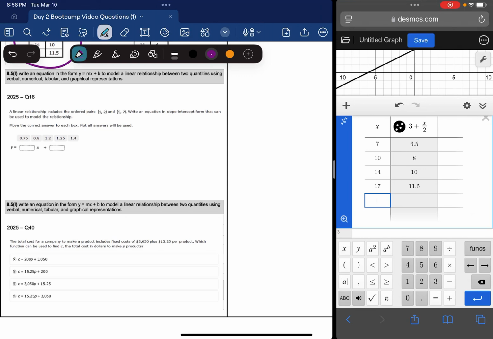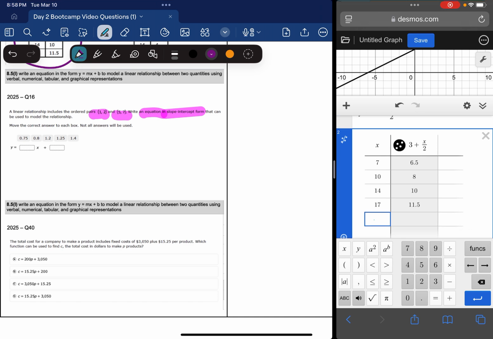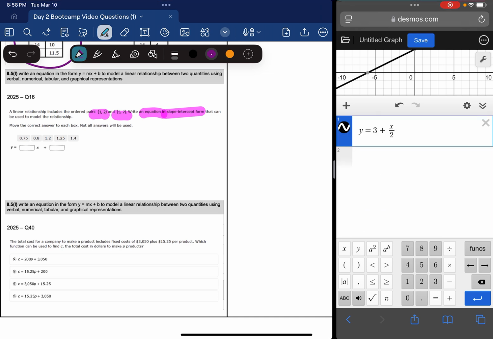A linear relationship includes the ordered pairs (1, 2) and (5, 7). Write an equation in slope-intercept form that can be used to model this relationship. Okay, so in this question, we are asked to write an equation, and they're giving us 2 points, 2 coordinates.